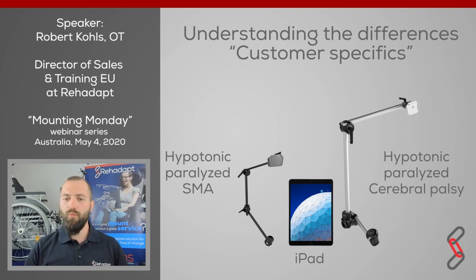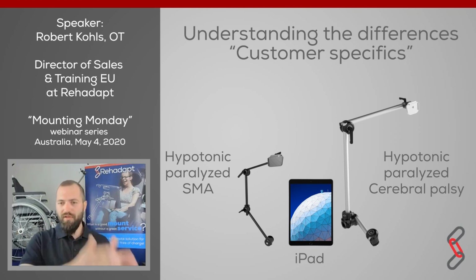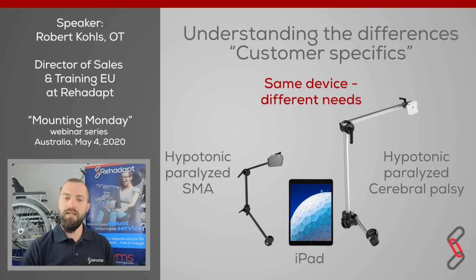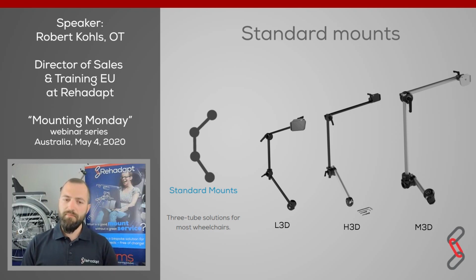When we are talking about someone with a lot of power, then we need something a little bit more stable. It could be that we go into the hybrid category, but it is also possible that we go into something more stable. So the same device, but every customer has different needs. You need to see every customer very individually. That could mean when you're looking for a standard solution for someone with a hypotonic situation, with SMA or with cerebral palsy, you have three different categories where you can choose the right tool for your customer: something light with three tubes, something in the hybrid category with three tubes, or something more stable with three tubes.